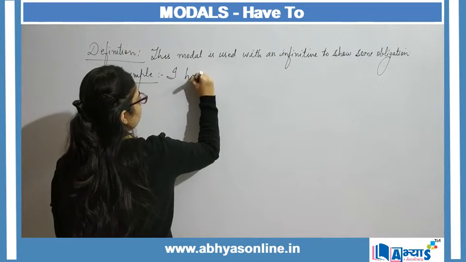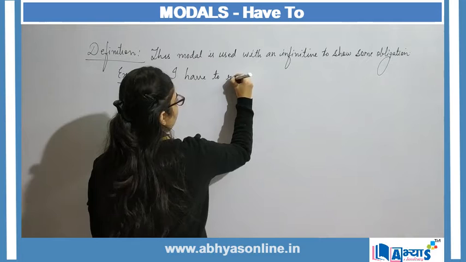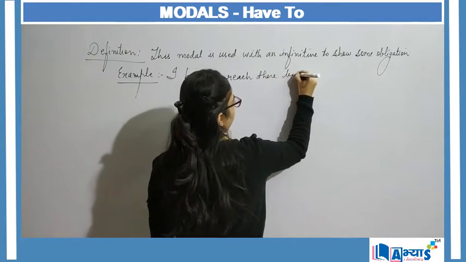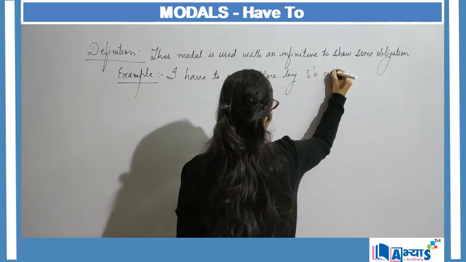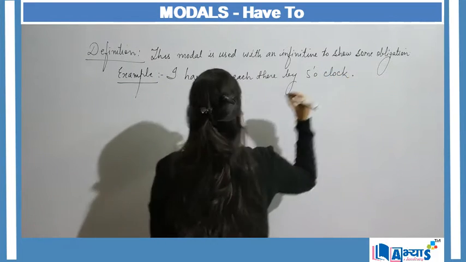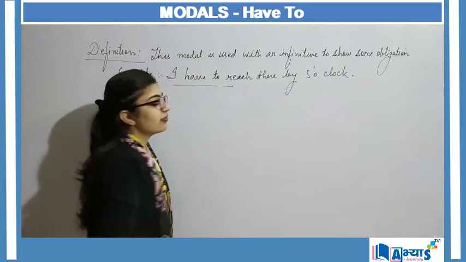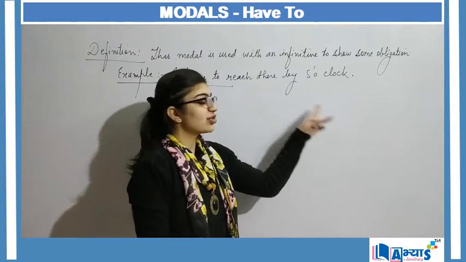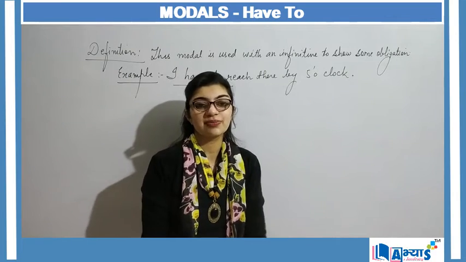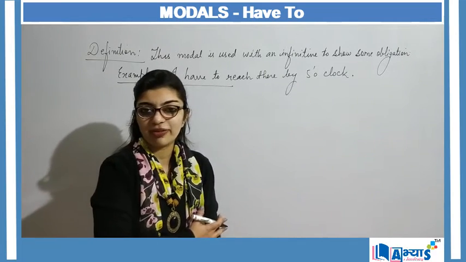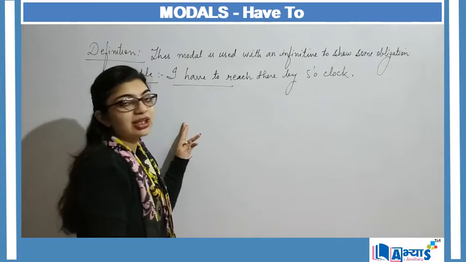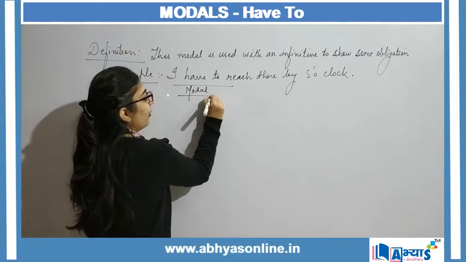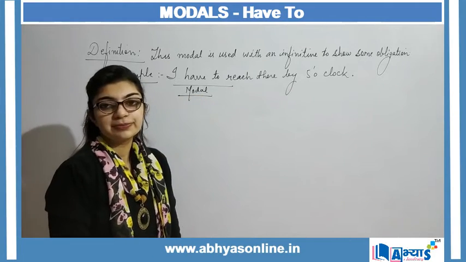An example of this type of modal can be: I have to reach there by 5 o'clock. When I am saying I have to reach there, it is my obligation that I have to reach there by 5 o'clock. So it is my responsibility to reach there by 5 o'clock. So for that I am making use of my modal have to. Here, have to is my modal.